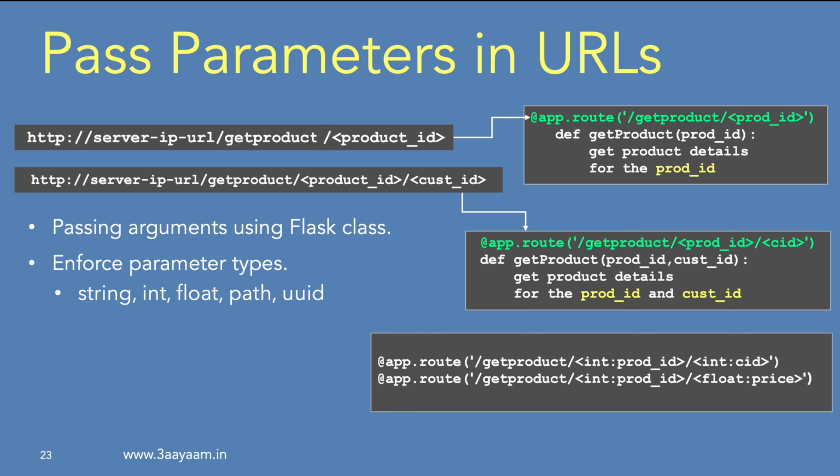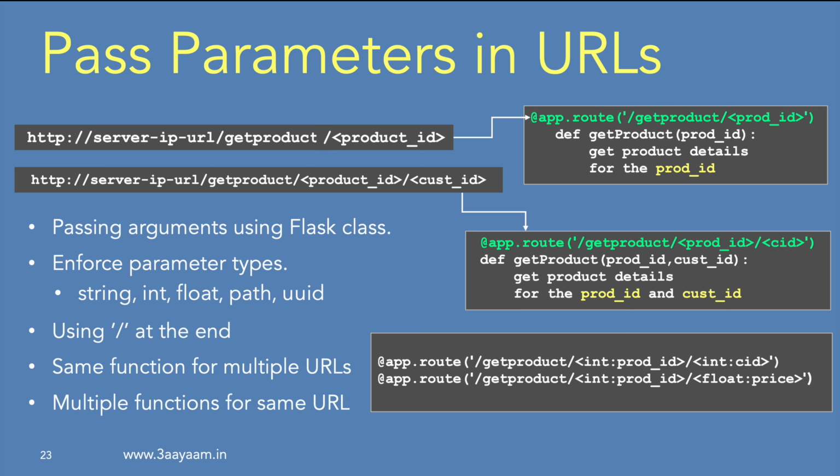There are a few other things that I want to talk about. The first thing is, what if we use slash at the end? How would Flask interpret the slash at the end of a particular URL? What if we create the same function for multiple URLs? What would happen is that we want to execute the same function irrespective of the URL that we send. Let's say there are 6 URLs and all of them should go to the same function. All of them should execute the same function. How do you do that?